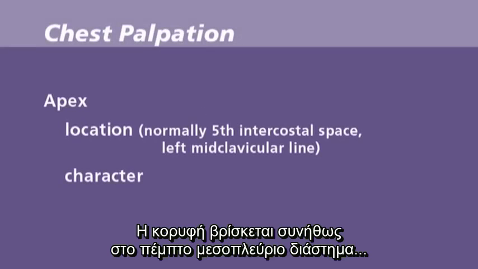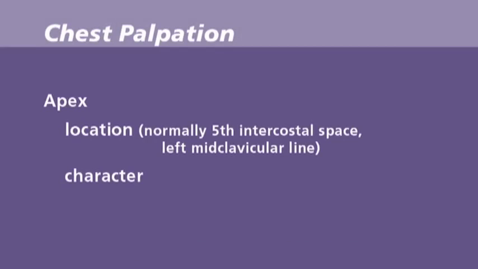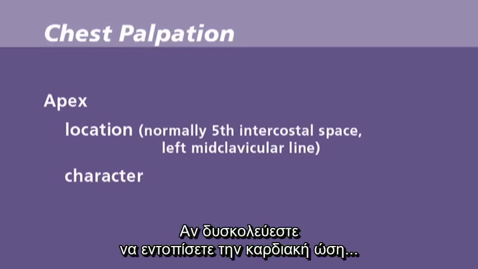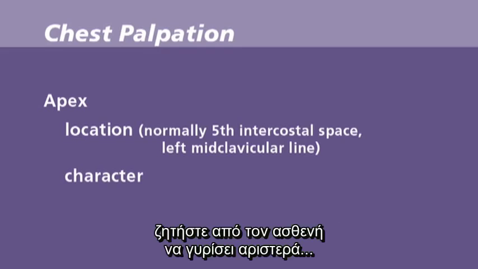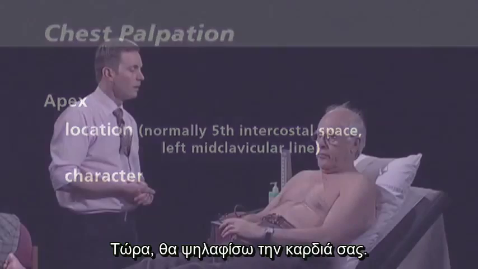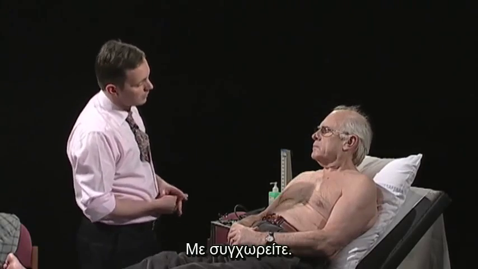The apex is normally located at the 5th intercostal space, left midclavicular line, unless displaced by enlargement. As well as any displacement, the character of the apex beat is noted. If the apex beat is hard to locate, you can ask the patient to roll to their left, but you will no longer be able to comment on the position of the apex. I'm now going to feel for your heart. Excuse me.